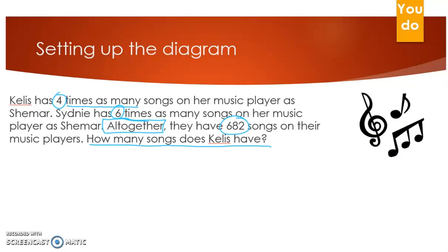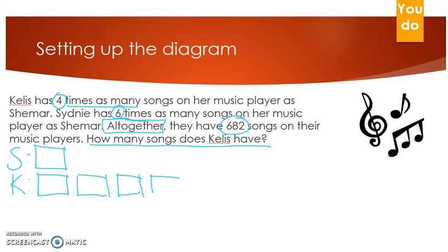So let's go ahead and set up all of our boxes and labels. So first thing we see is that Khalees, so I'll put a K, has 4 times as many songs on her music player as Shamar. So Shamar, who's going to be an S, is our base here. So he's going to be the single box. We already know Khalees has 4 times as many, so we're going to put 4 boxes. And then Sydney has 6 times. I'll put SY for Sydney. Sydney has 6 times as many songs. So let's put 6.